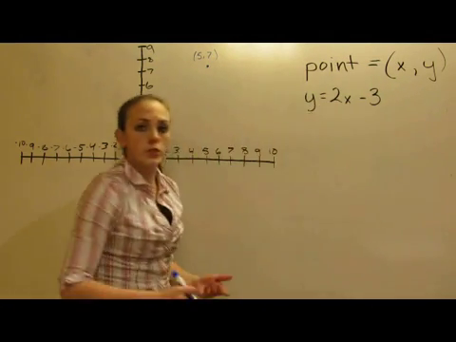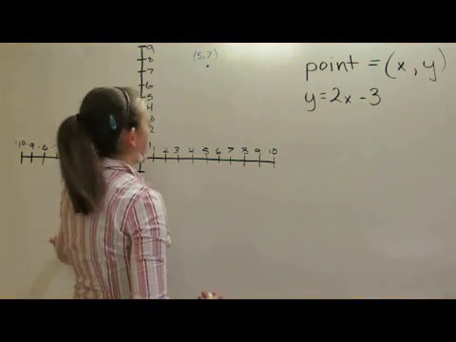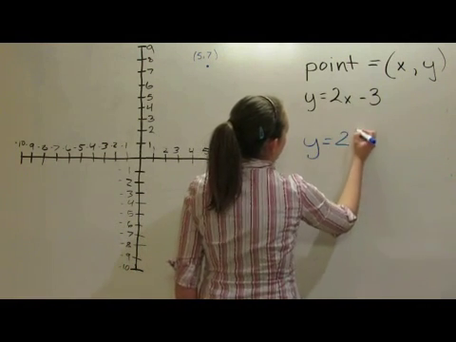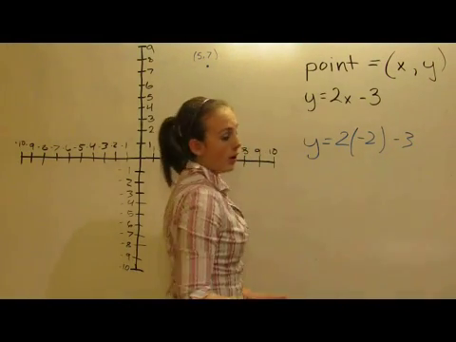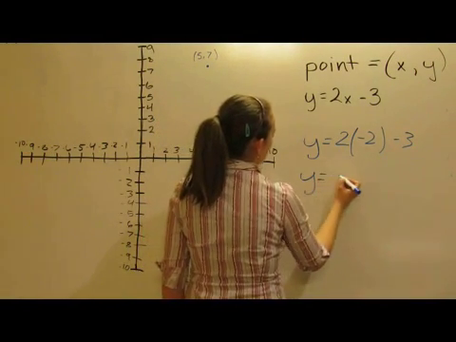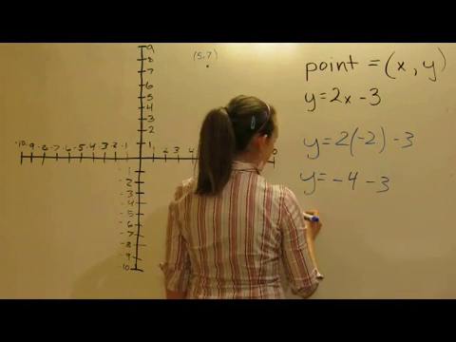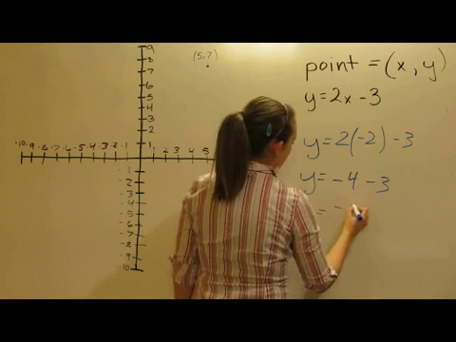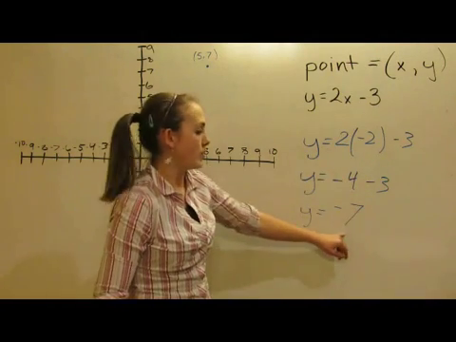So, to continue, we just need to pick a different value of x. Let's try negative 2. y = 2 times negative 2 minus 3. And we solve. 2 times negative 2 is negative 4. And then minus 3, y equals negative 7. So when our x value is negative 2, our y value is negative 7.